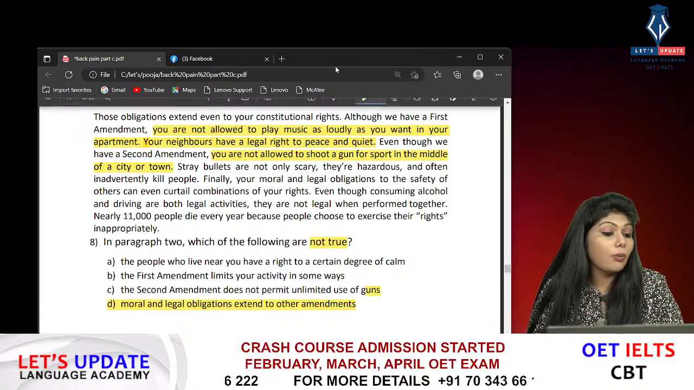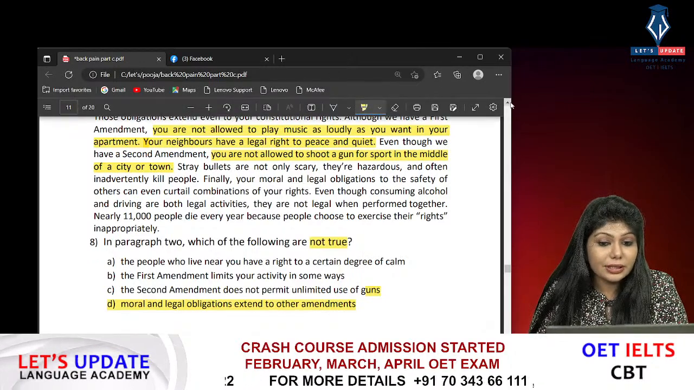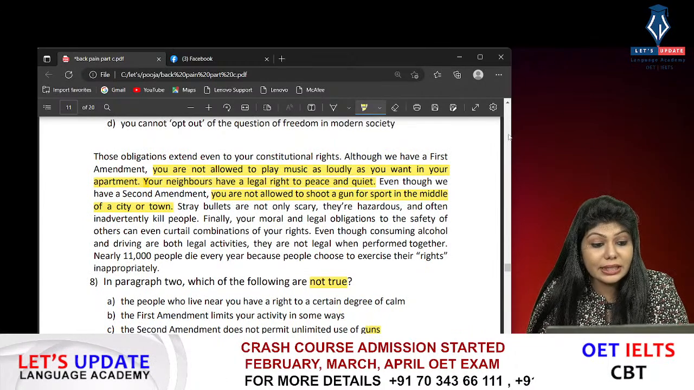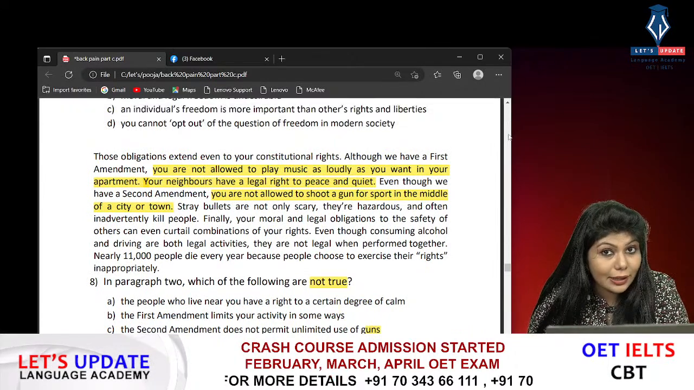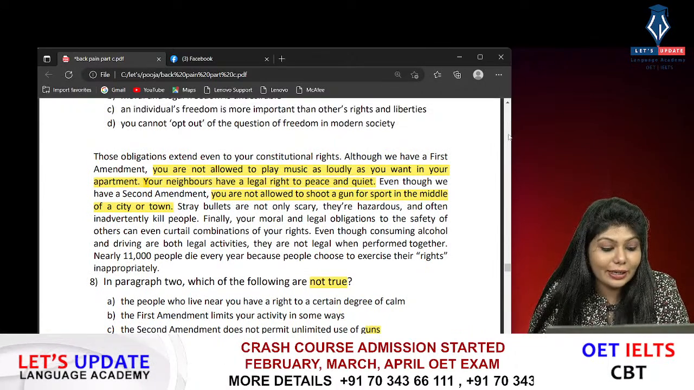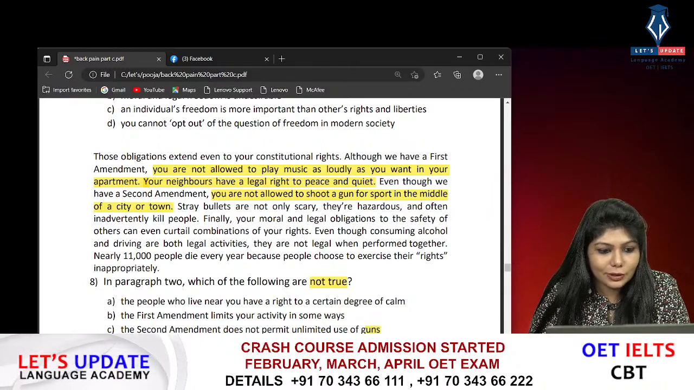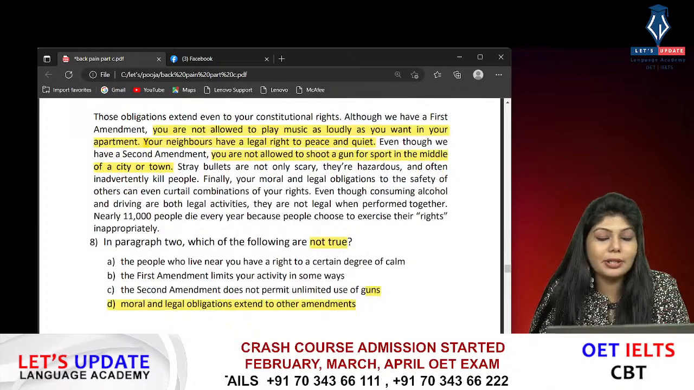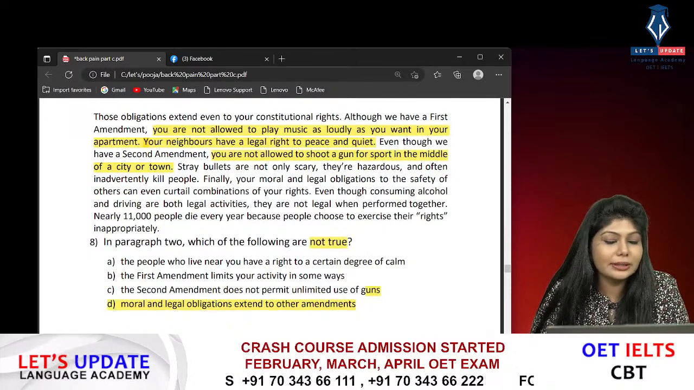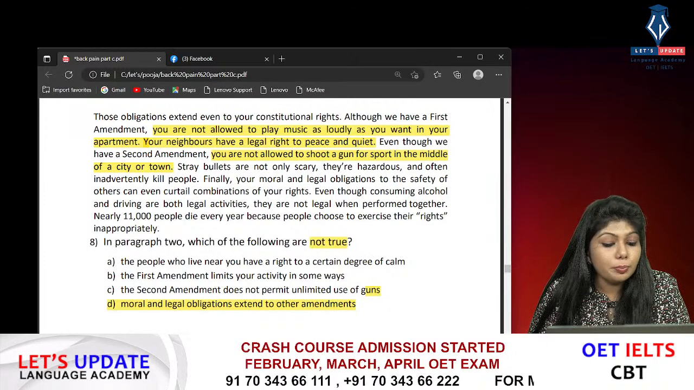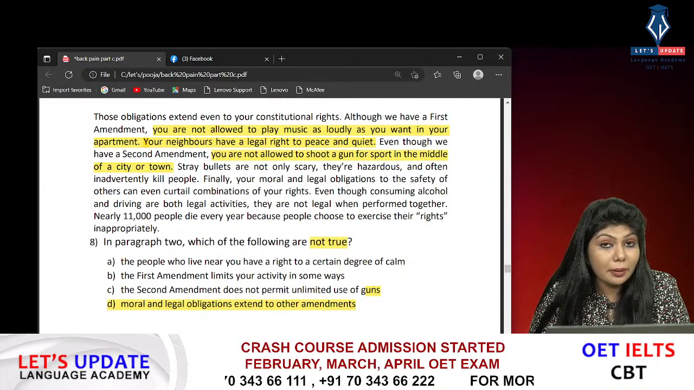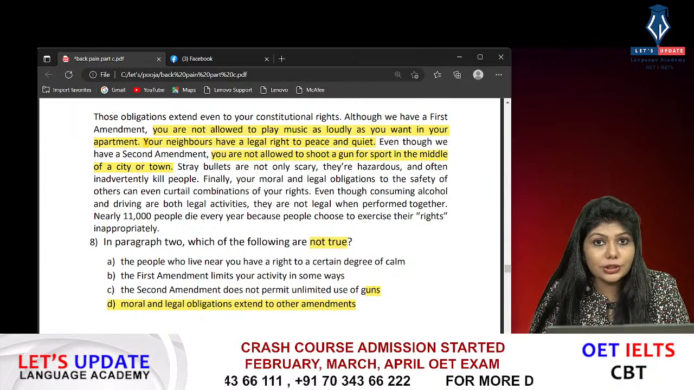What is mentioned here in the first part is that those obligations extend even to your constitutional rights, not the amendments. Your obligations will only extend to your constitutional rights, but not to the amendment. That is why that sentence, about it being extended to other amendments, would be false or incorrect in that way.